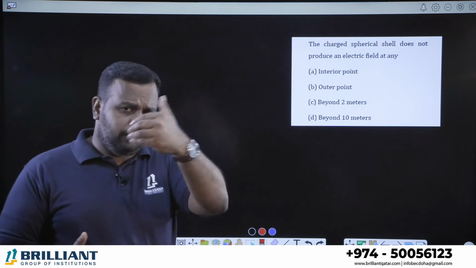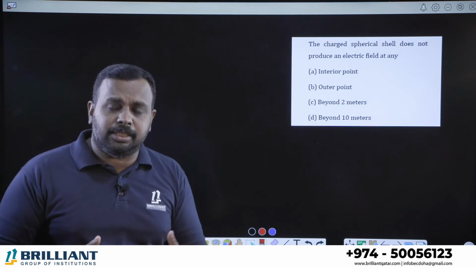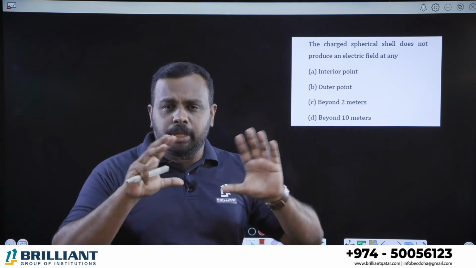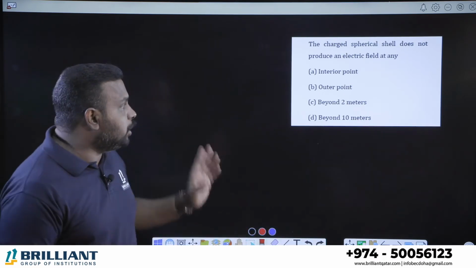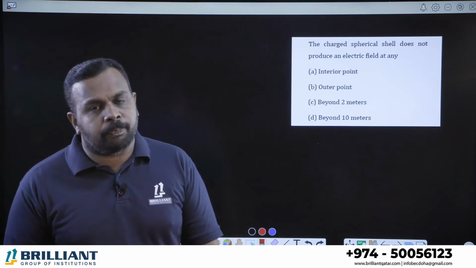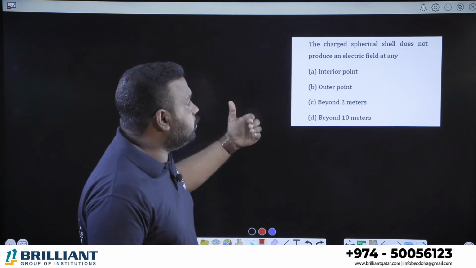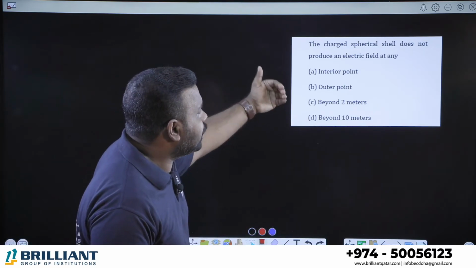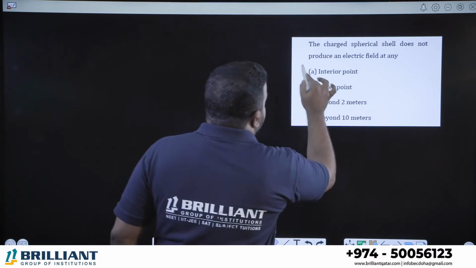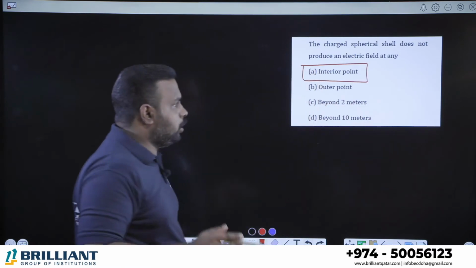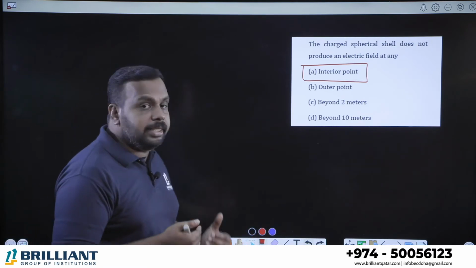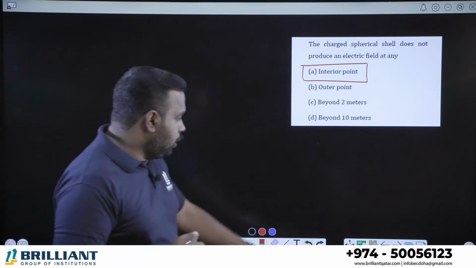First one is charge will remain only on the surface, right? Charge in the sense net charge, the excess charge. The excess charge will remain only on the surface of a conductor. That's the first one. Number two is electric field inside a conductor is 0. So that's the idea which we have to use here. The charged spherical shell does not produce any electric field at any interior point, inside. Outer points, beyond 2 meters, beyond 10 meters, definitely there will be fields. So the answer is interior point. Okay. Next.